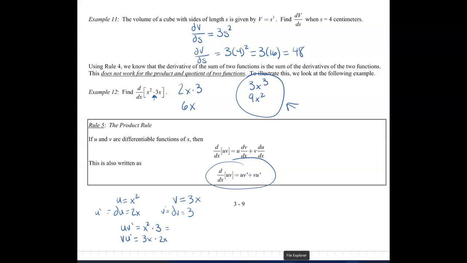So equaling these all out, I should get 3x squared here, and I should get 6x squared here once I multiply that out. So adding these two together, u v prime plus v u prime, which is now just going to be 3x squared plus 6x squared. Hey, now I get 9x squared. Fancy how that works. Alright, but let's move on.